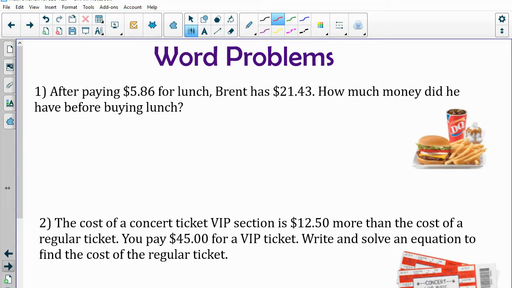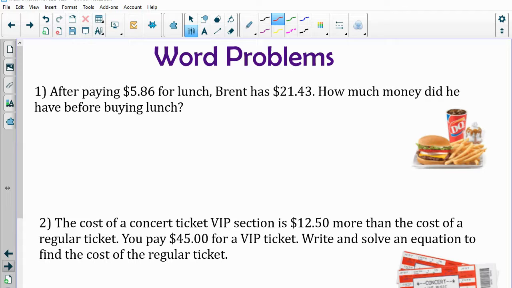After paying $5.86 for lunch, Brent has $21.43 left. How much money did he have before buying lunch? So could you kind of think of how you could figure that out? Raise your hand if you have an idea of how you could figure out how much money he had before buying lunch. Okay, several of you have some ideas. Grace, what's your idea? What's your thought?